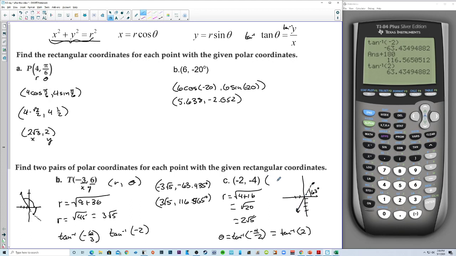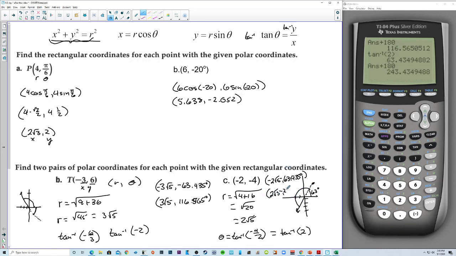So the first point I'm going to write is negative 2 square root of 5 at that 63.435 degrees, rounded, or 4 if you want. But if I want to use a positive 2 square root of 5, then we're going to have to add 180 to that angle. So we're going to add 180.